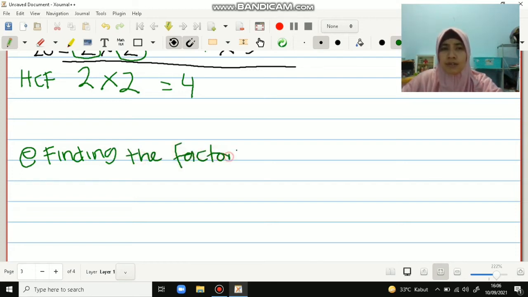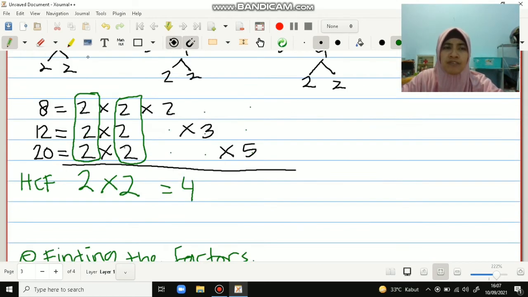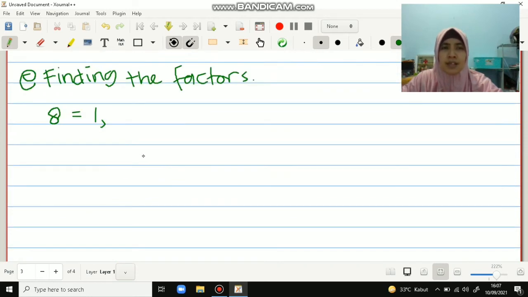Okay? How to find the factors? Like before, find the factors of 8. 1, of course. When you use these steps, you can use all the factors, not only prime factors. When you use prime factorization, you can only use prime numbers. Okay? Finding the factors. 1, 2, can 8 be divided by 3? No. 4, yes. And 8.